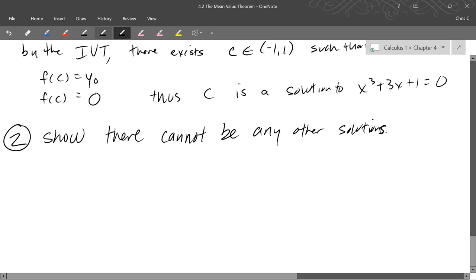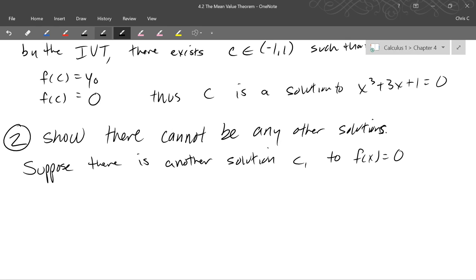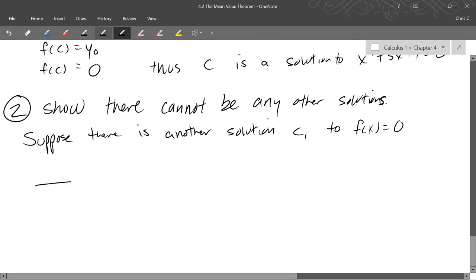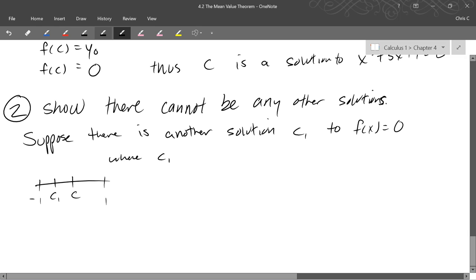So we are going to suppose, let's call this C1, a solution to f of x equals 0. So suppose there's another C value, we'll call it C1, that makes f of x equal to 0. I don't know where C is, but if there's two solutions, one of them has to be less than the other one. So let's just say C1 is less than C. I'm just going to order it like this.